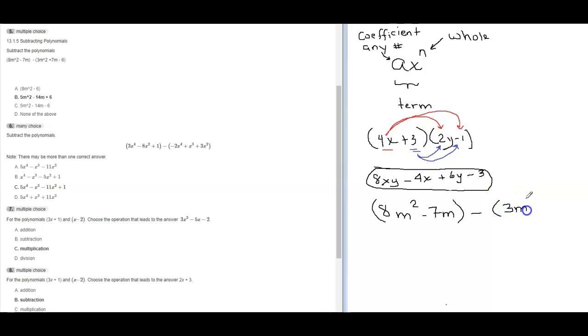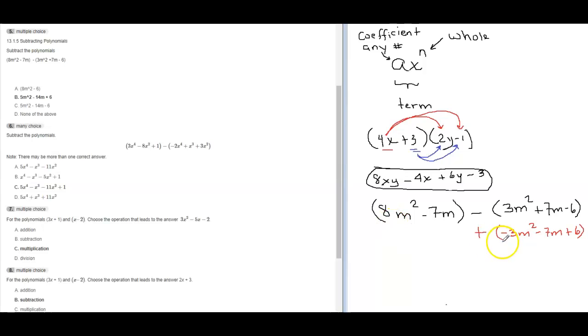I'm just writing it out again. Plus 7m minus 6. And the way you subtract two polynomials is that you're going to add, see, the subtraction becomes addition. You're going to add the opposite of these three terms. In other words, switch the sign. The opposite of positive 3m squared, negative 3m squared. The opposite of plus 7m, minus 7m. The opposite of minus 6, plus 6. See, that's the opposite. So I'm going to add the opposite.